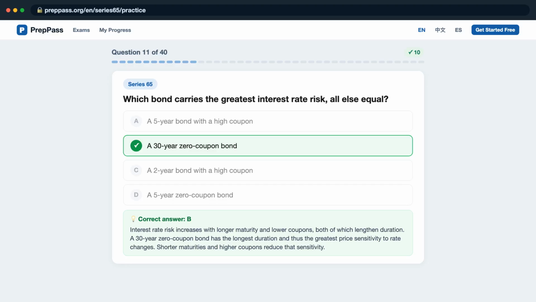Interest rate risk increases with longer maturity and lower coupons, both of which lengthen duration. A 30-year zero-coupon bond has the longest duration and thus the greatest price sensitivity to rate changes. Shorter maturities and higher coupons reduce that sensitivity.